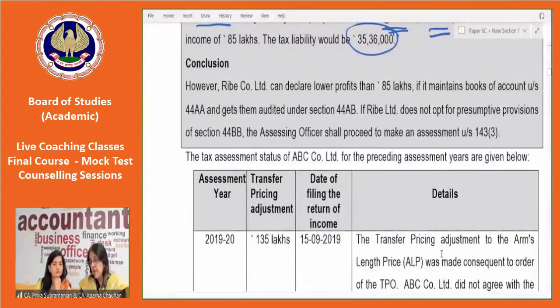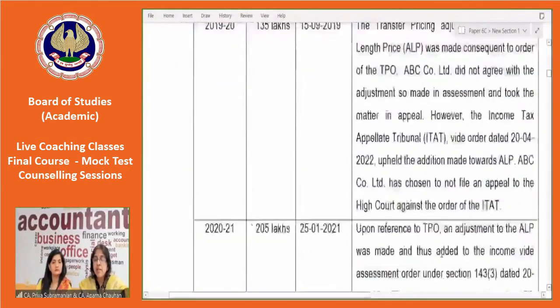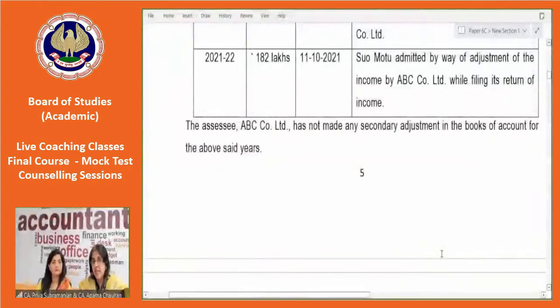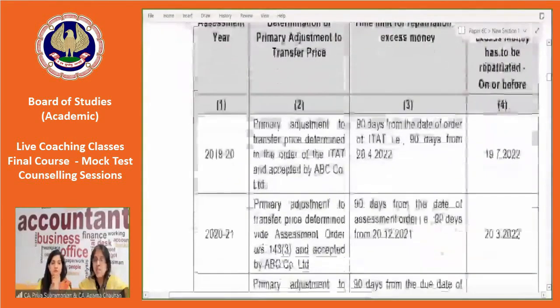The time limit for repatriation is different. When it's on the basis of the order of the assessing officer or the appellate tribunal, the time limit is 90 days from the date of the order. If you do it suo moto, it's 90 days from the due date of filing return, not the actual filing. Say the return is filed on 11/10/2021, whereas the due date is 30/11. You are given a time limit of 90 days from the due date of filing the return. So that's the time limit we have given.